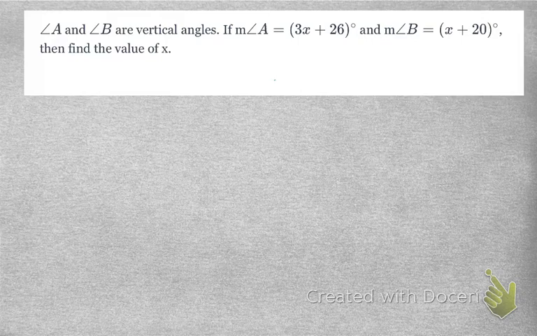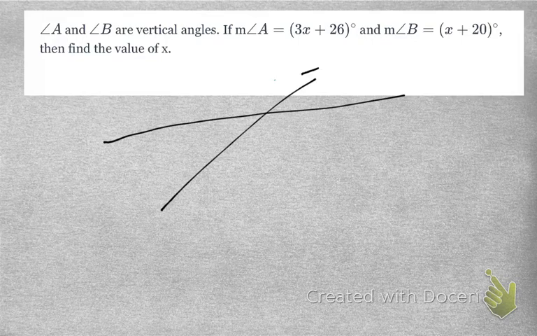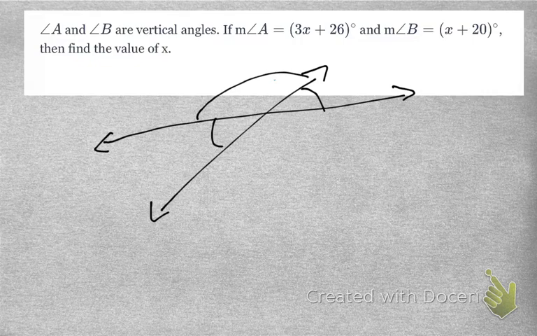Angle A and B are vertical angles. Okay, so I'm just going to draw 2 lines like that. These are vertical angles. So are these. Opposite angles from each other are vertical. And so I think I'm just going to get rid of some of the crazy.